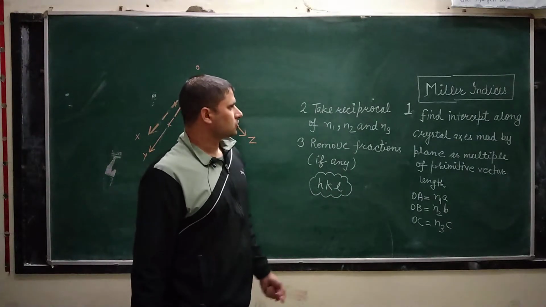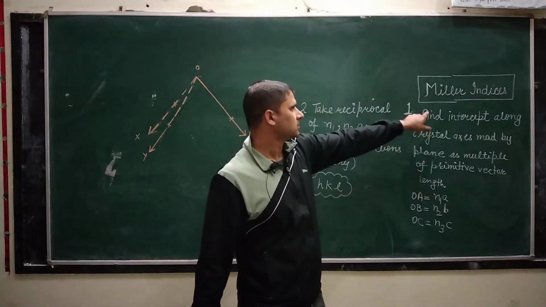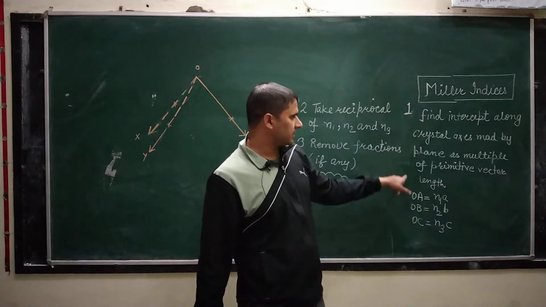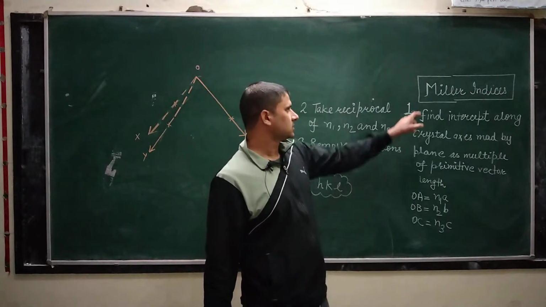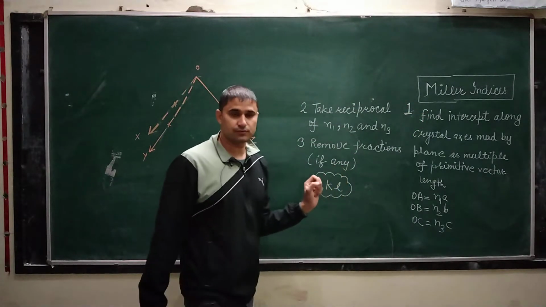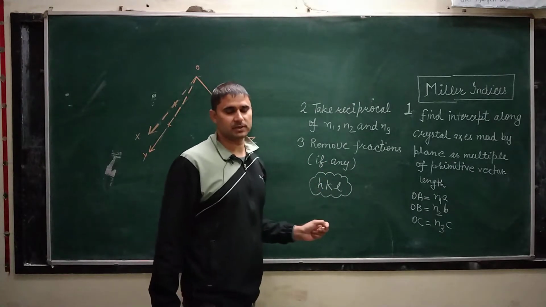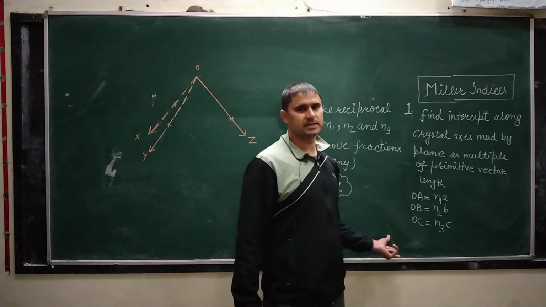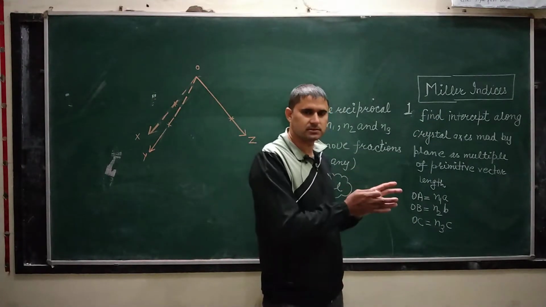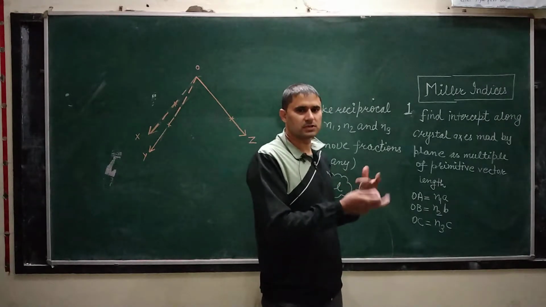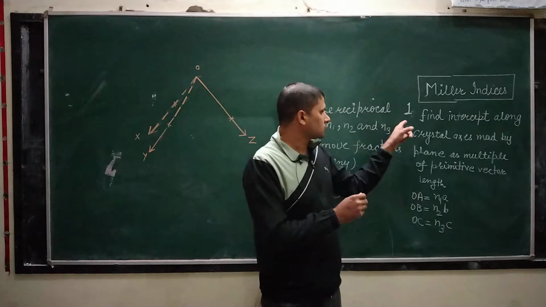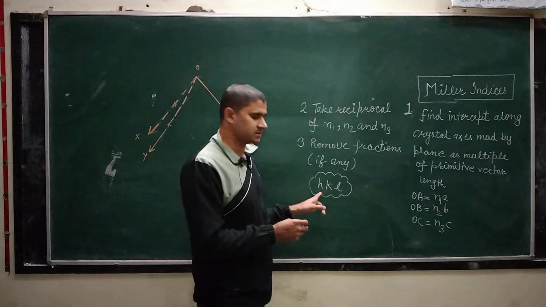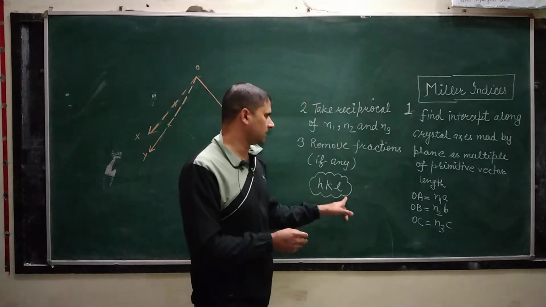Okay class. So in the previous lecture we have seen what Miller indices are and how you will find Miller indices for a plane. Let us have a quick revision of the topic which we completed in the previous lecture. Miller indices are the indices which represent a set of parallel planes of arrangement of the particles in the crystal. So how will you find the indices, the Miller indices represented by HKL?